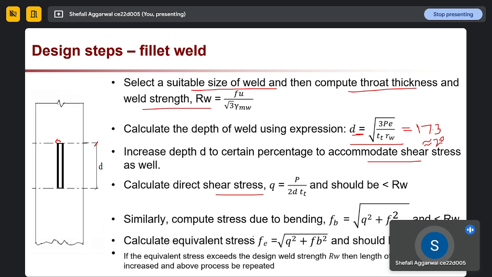Okay. And next is calculating stresses due to bending. So bending stresses, I think the formula is wrong. I will see this. So we will calculate the stresses due to bending. And last is the equilibrium stress, which is given by square root of q square plus fb square. Wait, just give me 5 minutes. I will check the values.